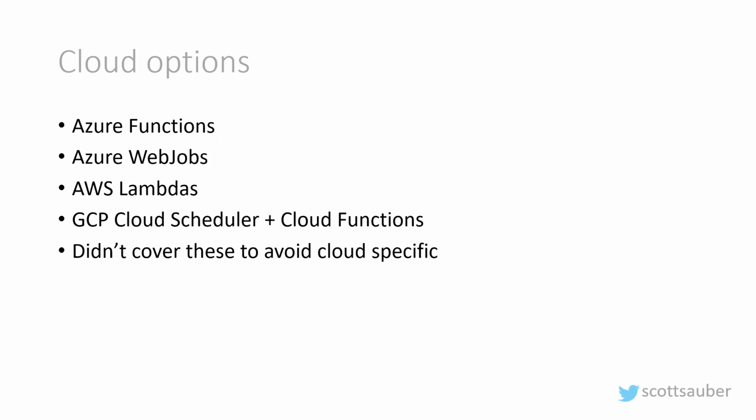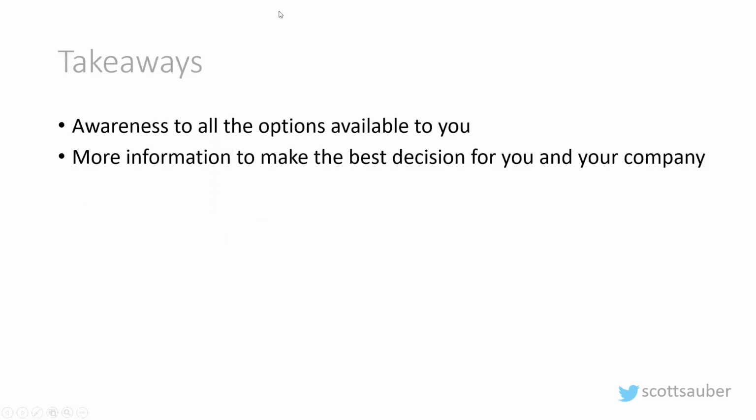In AWS, Lambda is very similar. You can set up triggers to fire off things as well. If you're in GCP, you can use a combination of GCP Cloud Scheduler and Cloud Functions to fire off things on cron jobs. I didn't get into any of these because I wanted to be cloud agnostic. But if you're in one of those clouds and would rather use their service, those would be ones to check out. There are a few other options in those cloud providers as well, because AWS has tons of new services coming out all the time.